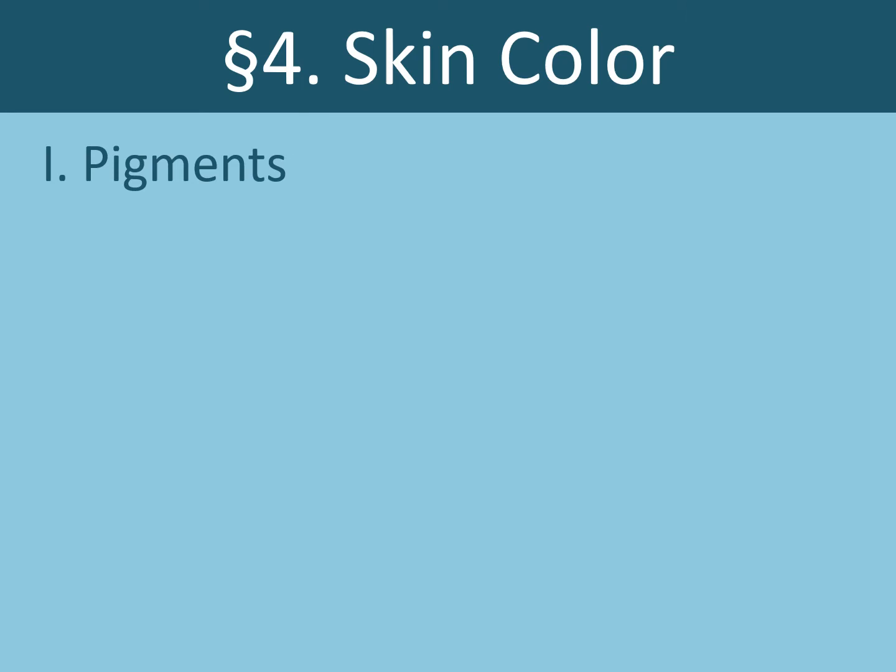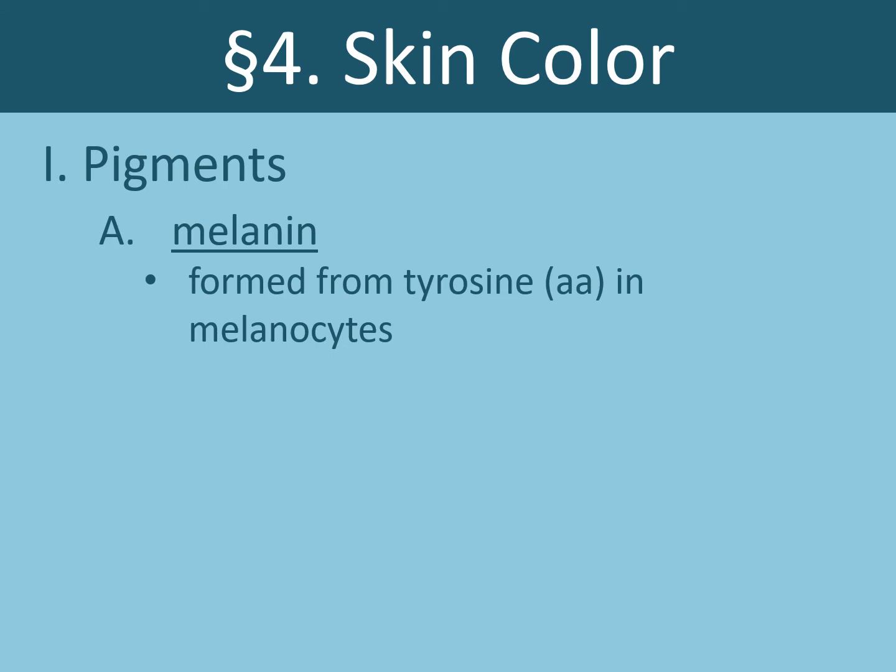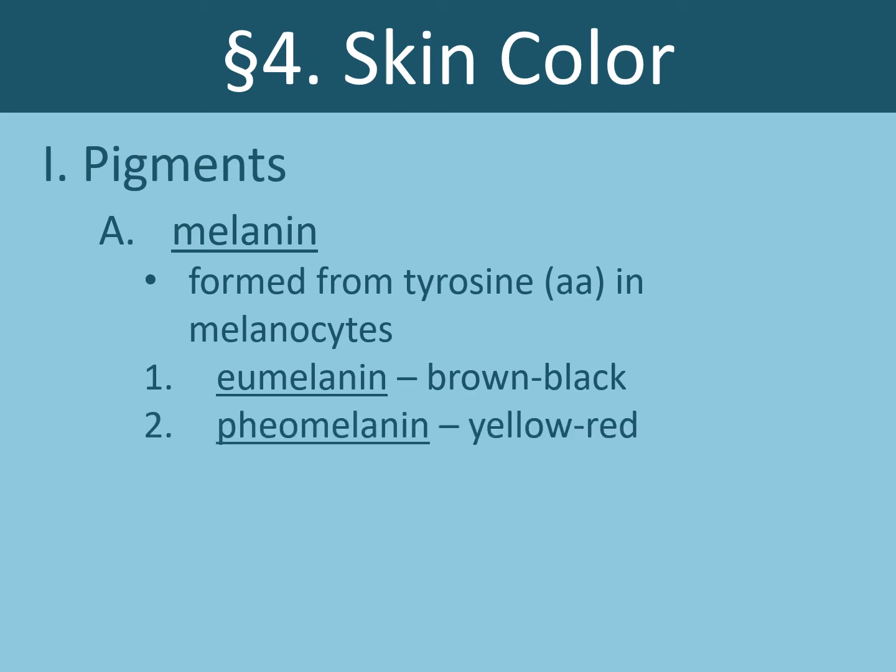Section 4, Skin Color. There are many factors that contribute to the skin color of an individual. One of these factors is the pigments. One major category of pigment is melanin. Melanin is formed from the amino acid tyrosine in our melanocytes. There are two forms of melanin, eumelanin and pheomelanin. Eumelanin imparts a brown-black color to the skin, and pheomelanin imparts a yellow-reddish hue to the skin.